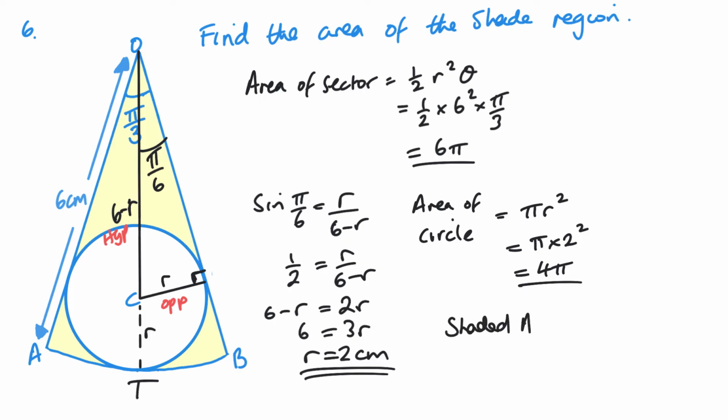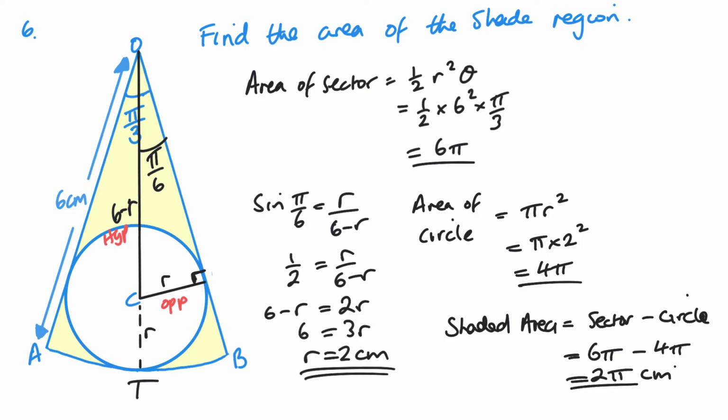Therefore, shaded area is going to be sector minus the circle. Sector is 6 pi, circle is 4 pi, so I get 2 pi centimeters squared as the shaded area. Or to 3 significant figures, this would be 6.28 centimeters squared.